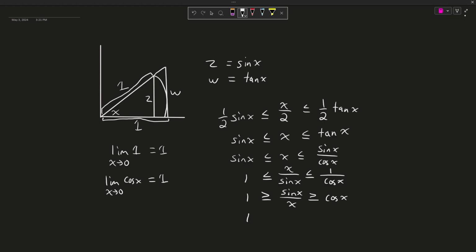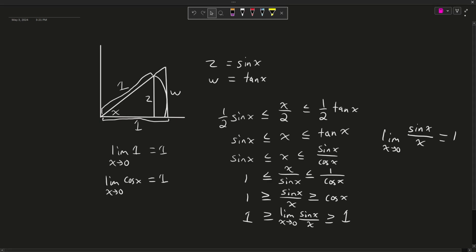So since the middle is going to be sandwiched in between these limits, we draw the conclusion that this limit is going to end up equaling 1. Now this limit is also going to be used to prove the other limit with cosine in it, and that's how we will derive that equation.